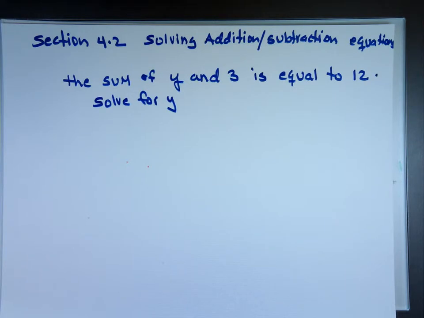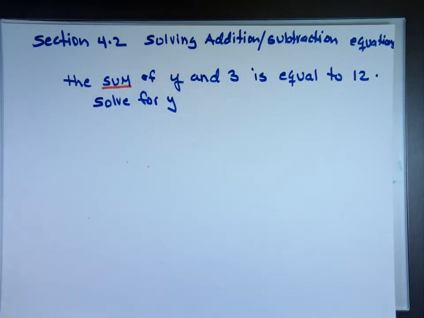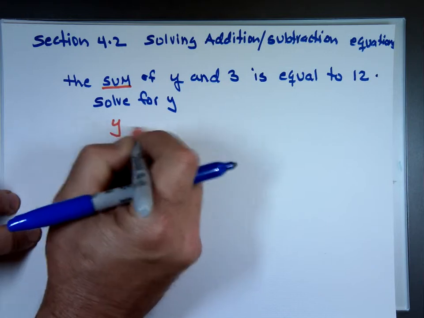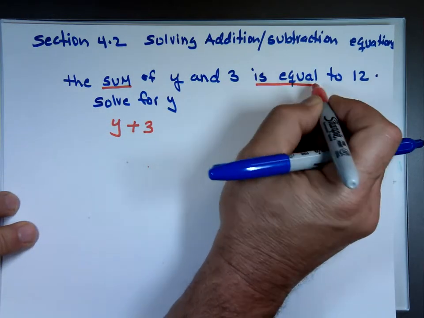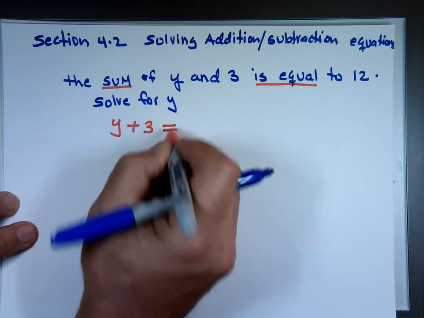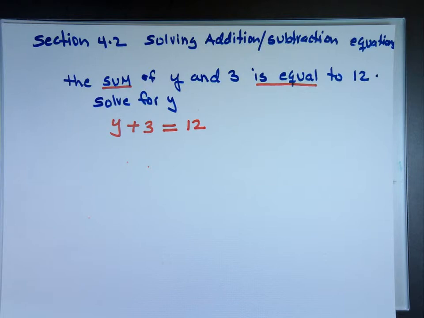Well, let's look at that. Let's dissect that statement I wrote there. The word sum. Sum means what? Addition. Y and 3 is equal, that's the same as saying equals to what? 12. And this is actually an easy one. It doesn't even require methods to solve it. But as the problem gets really ugly, I'm going to give you some techniques now to help you solve these problems.